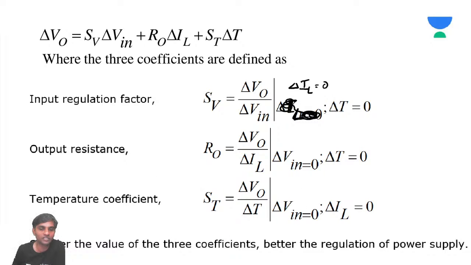The smaller the value of the three coefficients, the better the regulated power supply. So all of SV, R0, ST are required to be as low as possible. Then only what happens, sir? This change in V0 becomes 0 or very close to 0. So when the change in V0 is equal to 0, it means we get a constant output. Okay.